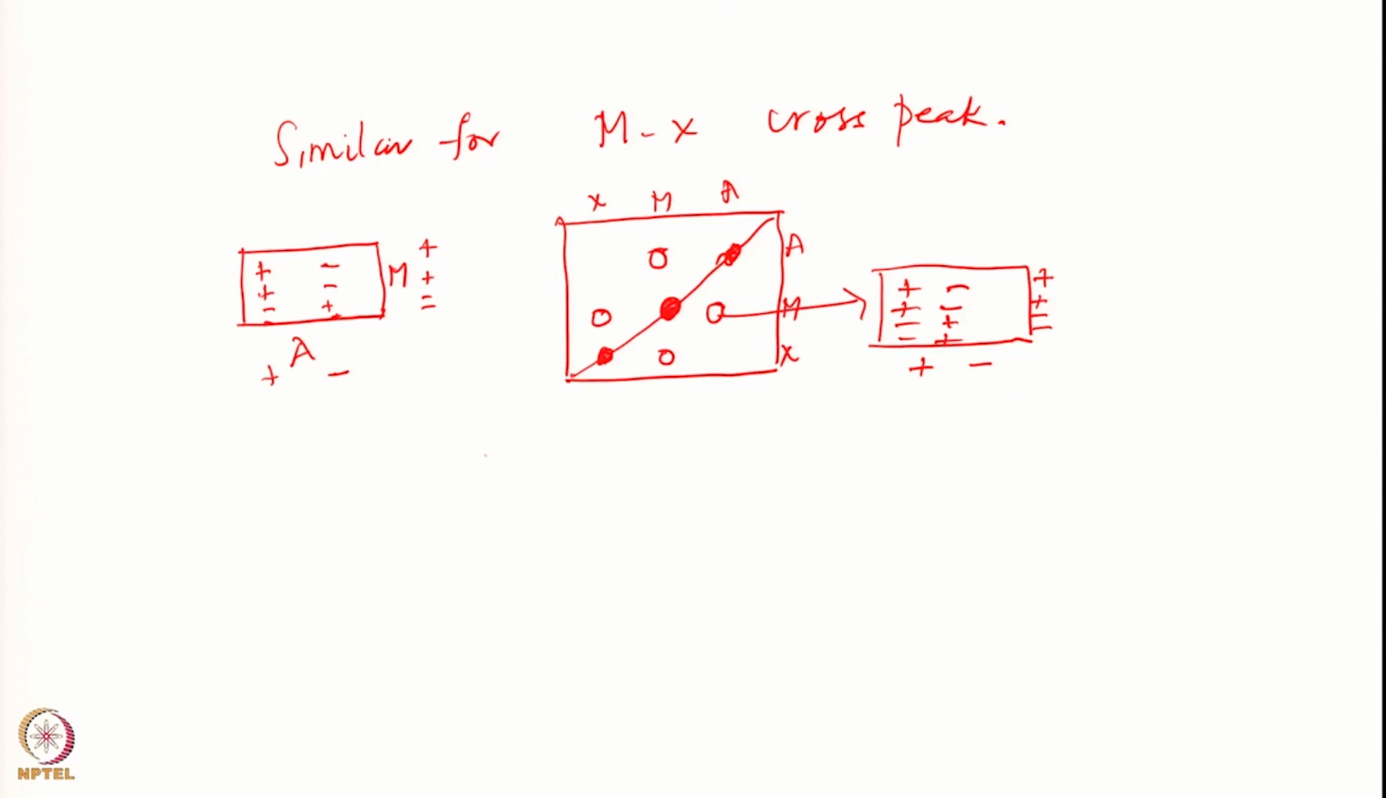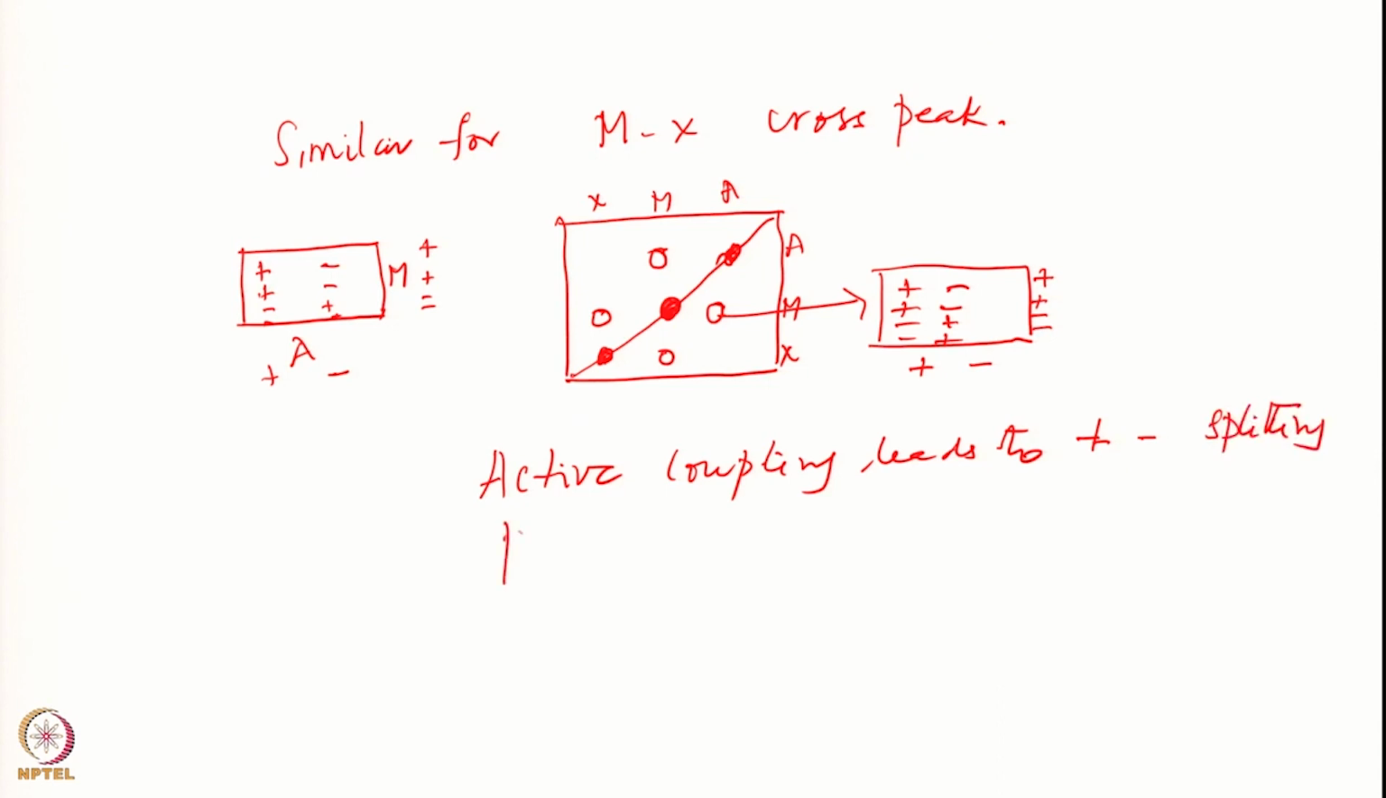So the point to remember therefore is: the active coupling leads to plus minus splitting. A passive coupling leads to plus splitting. Okay. So this is so far as the linear spin system is concerned.